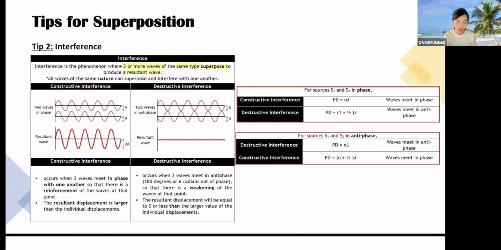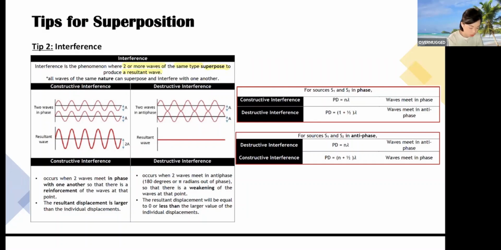So constructive interference is whereby they meet at the same point to produce a wave of even larger amplitude. But destructive interference is where they cancel each other. At the end of the day, your resultant wave is zero. Okay? So for constructive interference and destructive interference, there are different positions or different times when that happens.